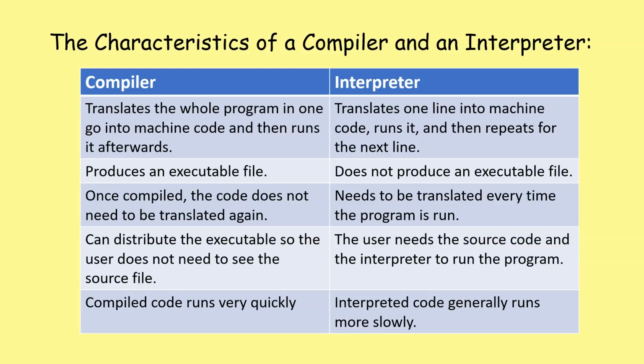With the compiler, you can distribute the executable so the user does not need to see the source file. With the interpreter, you need to give the user the original source code, and they must have a copy of the interpreter to run the program. Compiled code typically runs very quickly, whereas interpreted code, because it has to be interpreted again each time it's run, tends to be a bit more slow.